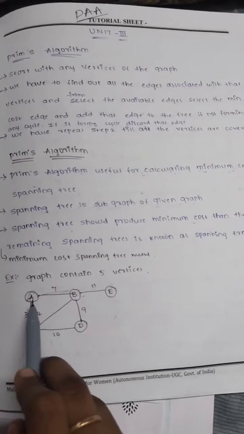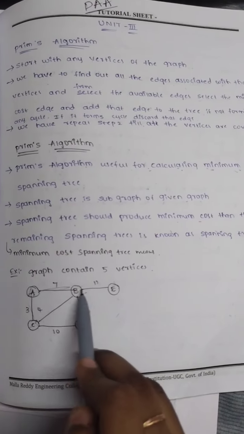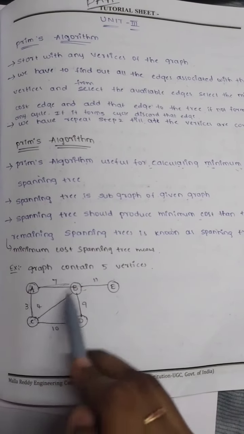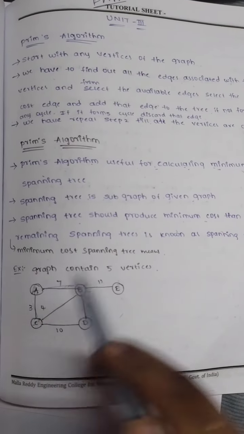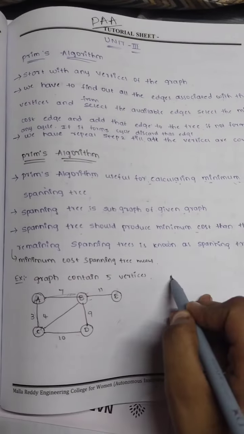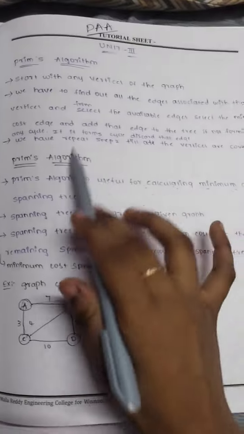So if we select one vertex, its adjacent edges are C and D. We have to take the minimum cost from these two and add it to the tree if it is not forming any cycle. If it is forming any cycle, we have to discard that edge. Okay, this is Prim's algorithm.